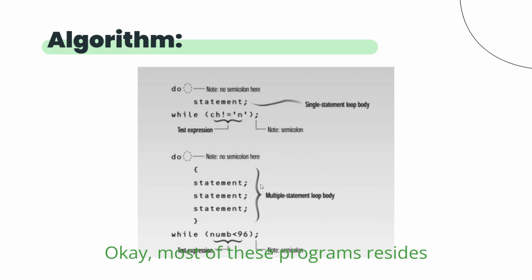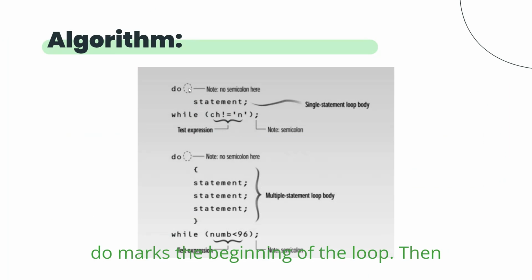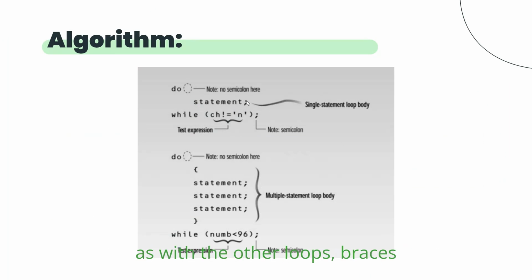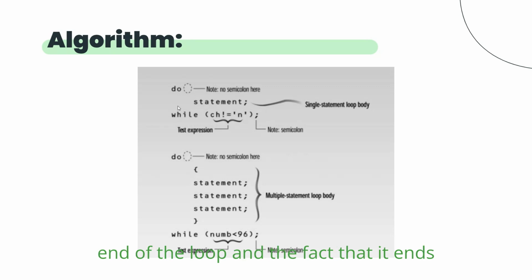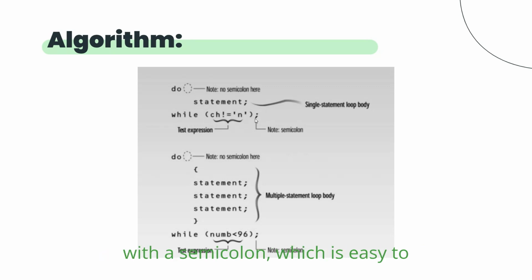Okay, most of this program resides within the do loop. First, the keyword do marks the beginning of the loop, then as with the other loops, braces delimit the body of the loop. Finally, a while statement provides the test expression and terminates the loop. This while statement looks much like the one in a while loop, except for its position at the end of the loop and the fact that it ends with a semicolon, which is easy to forget.